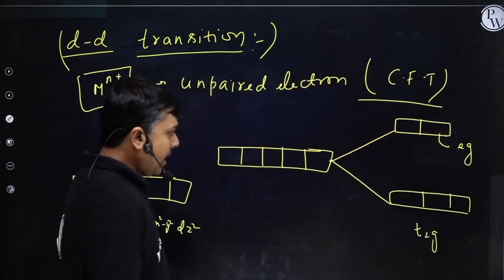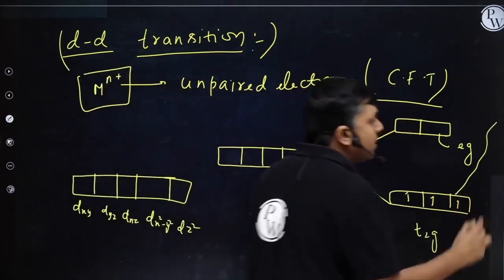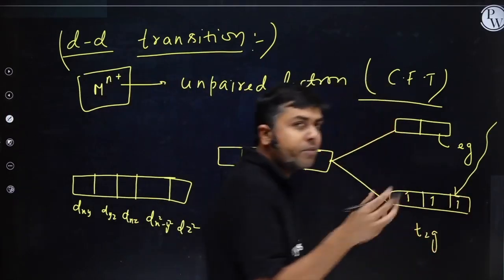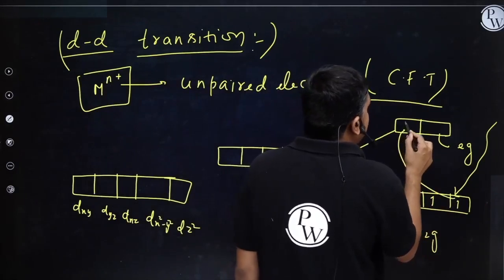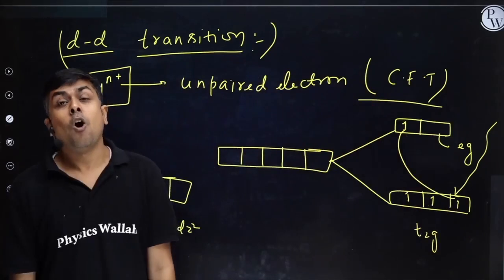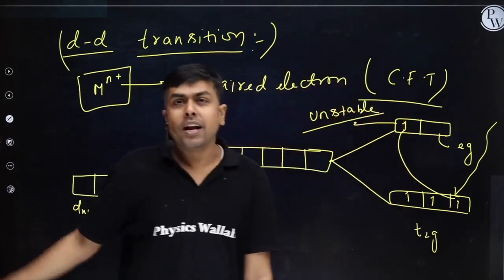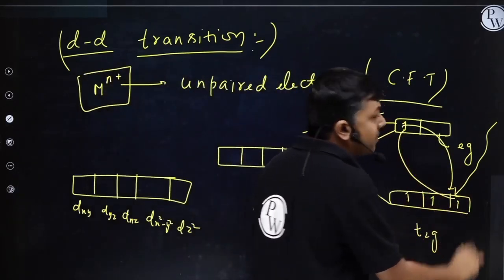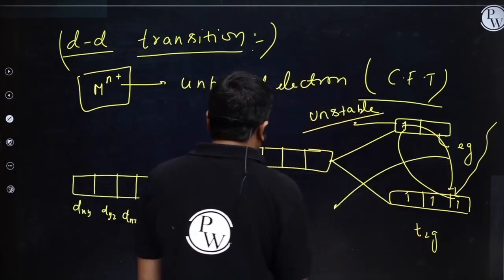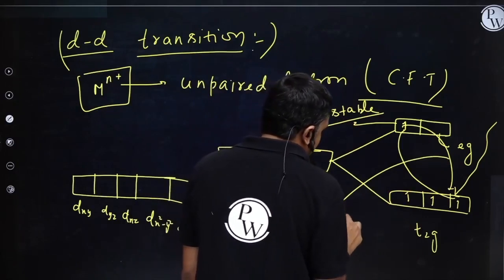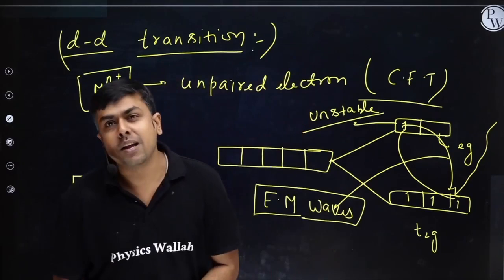Now, if there is an unpaired electron present here, and this unpaired electron absorbs energy from outside, what will happen? It will undergo absorption. As soon as the electron absorbs energy, it will jump to a higher energy level, the eg energy level. We know higher energy or excited states are unstable. So what will happen? It will undergo a back transition, and during this process it will emit radiation. This radiation is emitted in the form of electromagnetic waves, and the wavelength of these waves in general lies in the visible region. That's why we are able to see color.